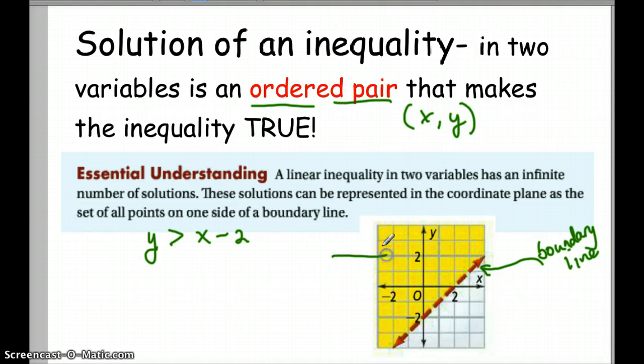This yellow shaded area, all of it, is where the set of all solutions lies. So the solutions are not here in the white area. They're in the yellow area above the dotted boundary line, and we're going to talk about what a dotted boundary line means.